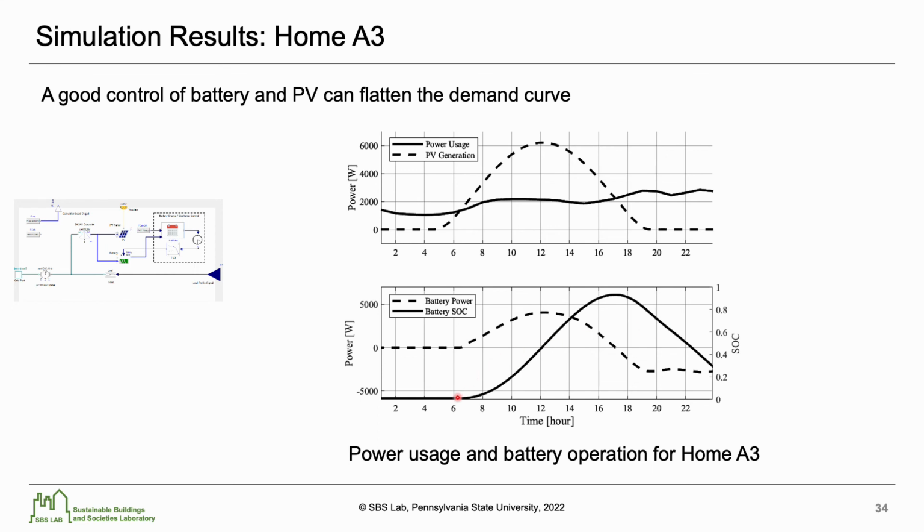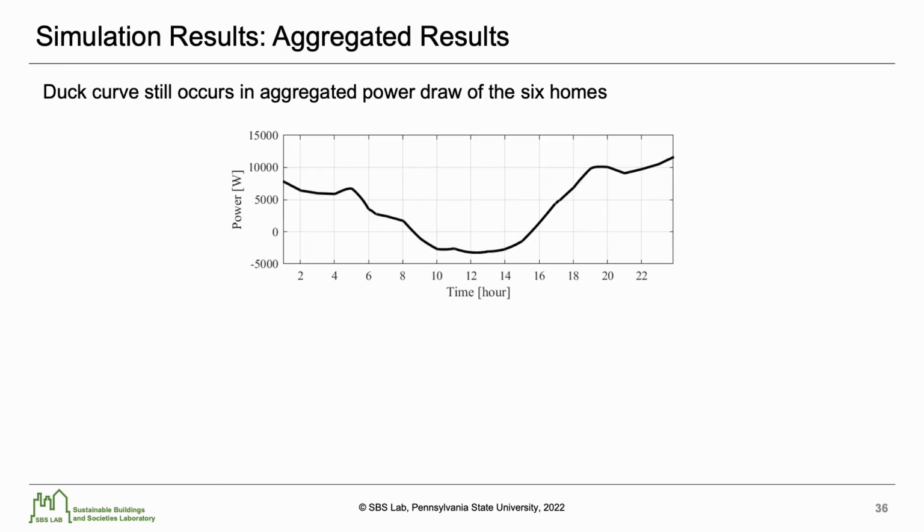As we can see that in the early morning, the SOC is 0 because all the energy stored in the battery was used in the previous night. Then the battery starts to charge when there's additional power from the PV, and then it starts to discharge around 1700 hours when the PV generation is less than the power usage. The results for home A3 indicate that adding a battery smooths the duck curve as expected.